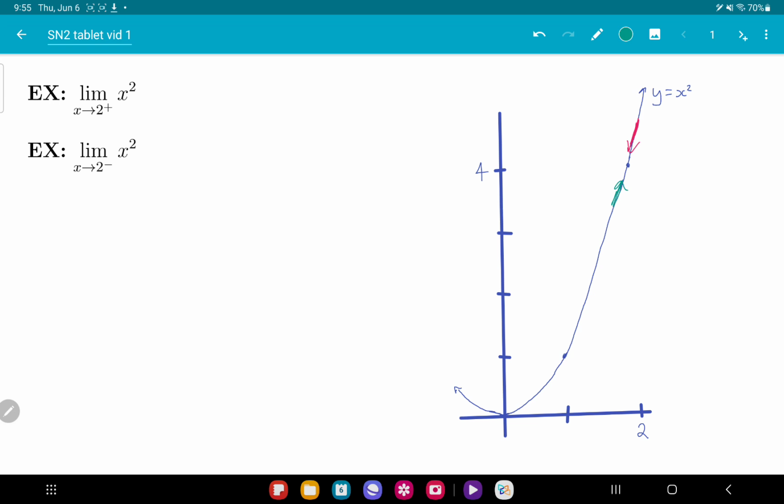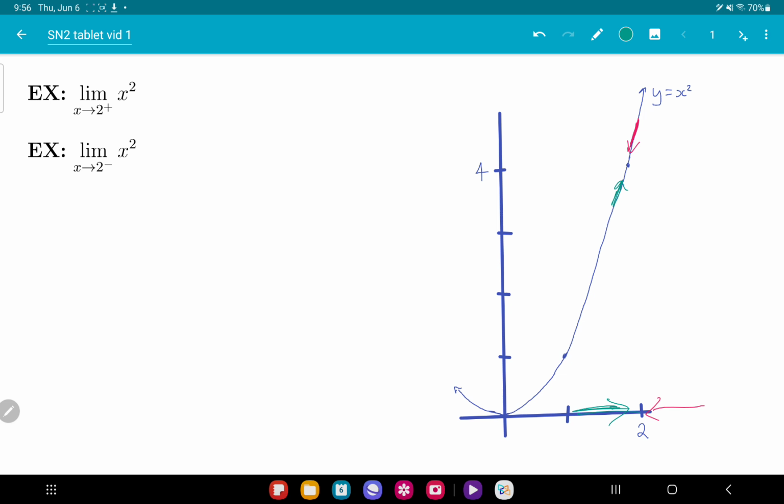Now, this red guy is what I'm talking about here. Okay, you'll notice it looks like a normal limit, but we have this little plus here, indicating that we're approaching 2 through x values that are bigger than 2. And over here, with the second limit, and the little minus here, the minus is indicating that we're approaching 2 through values that are smaller than 2.